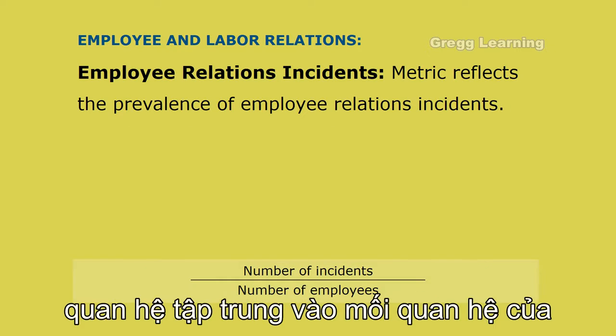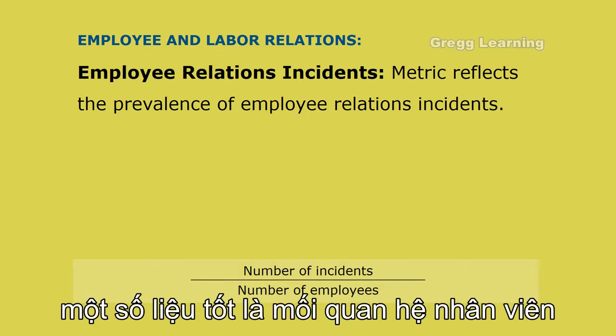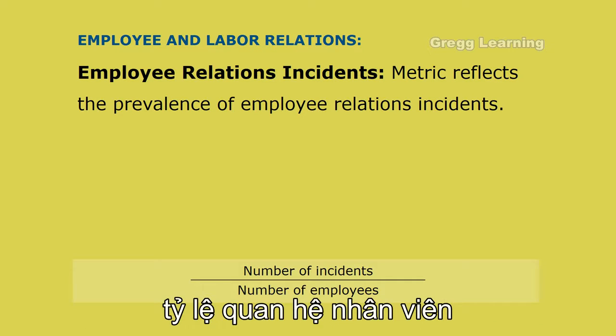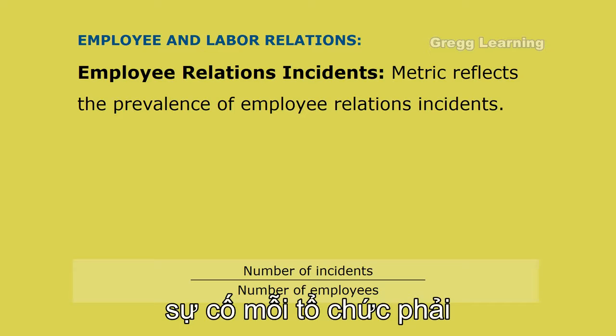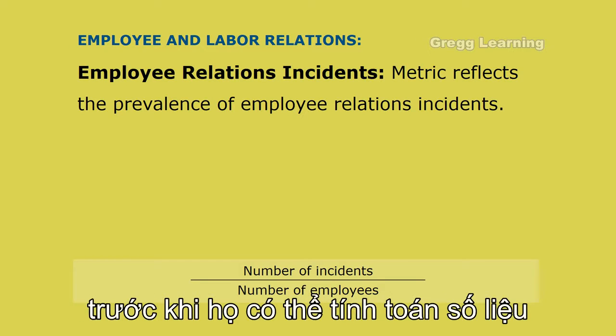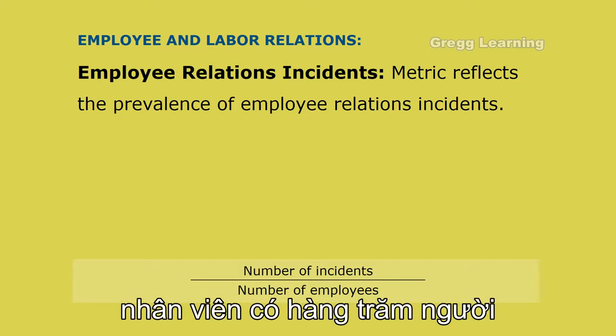Finally, employee and labor relations focuses on the relationship of employees with the organization and with each other. A good metric is the Employee Relation Incidence metric, which reflects the prevalence of employee relations incidents. Each organization must define what constitutes an incident before they can calculate the metric, which is simply taking the number of incidents over the number of your employees.